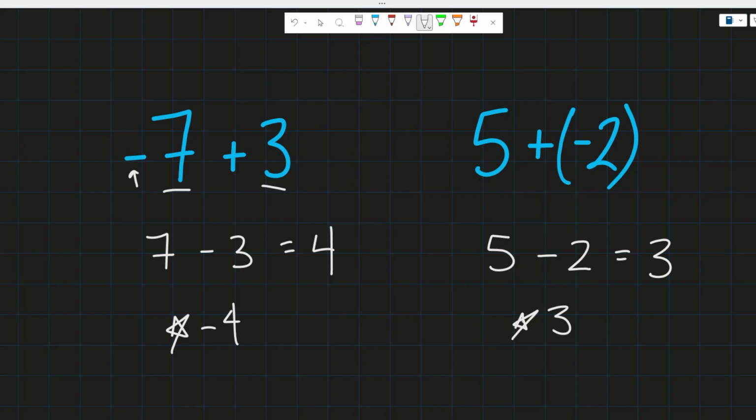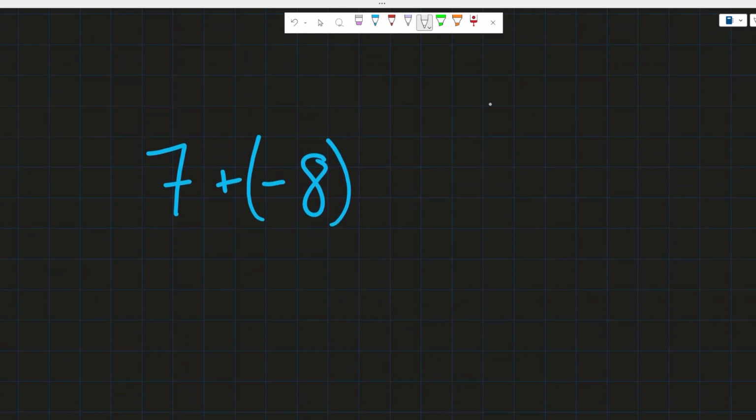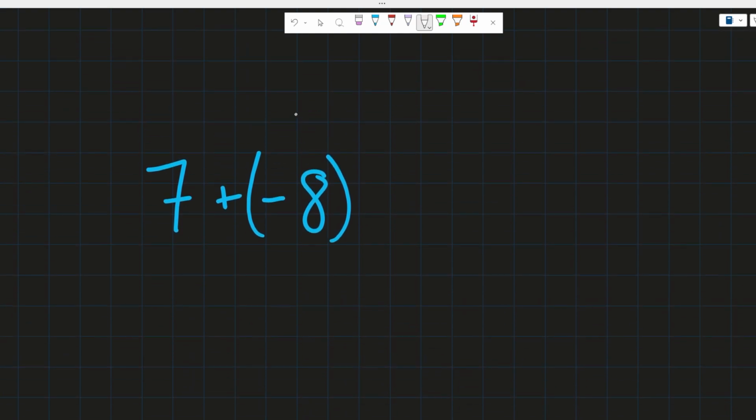So it kind of seems like a lot at first. After you get used to it, it becomes second nature. So hopefully this gets a little bit easier. I do want to take a look at one more problem. If we notice in these two problems that we did, our biggest number was always first. So let me scroll down. And in this last problem that we're going to do, our bigger number is actually second. So let's take a look at this.